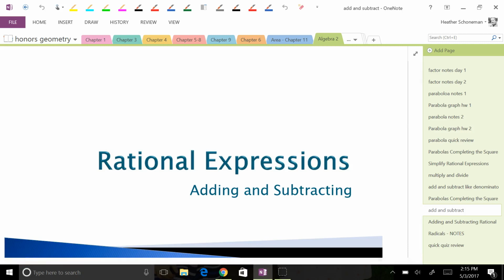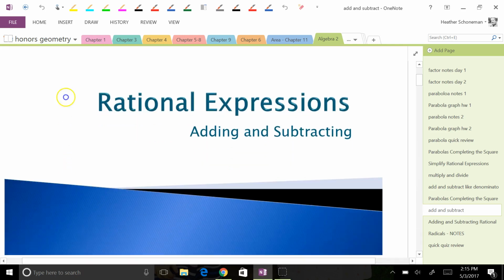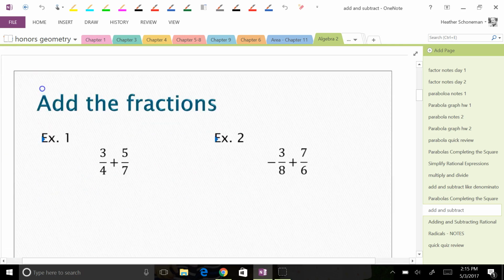Okay, we're going to talk about rational expressions and we're going to add and subtract them. Last class we did it with common denominators, but this time the denominators will not be the same. This is a little tricky, but it's a video so you can pause it and rewatch an example if you need to. So let's get started.